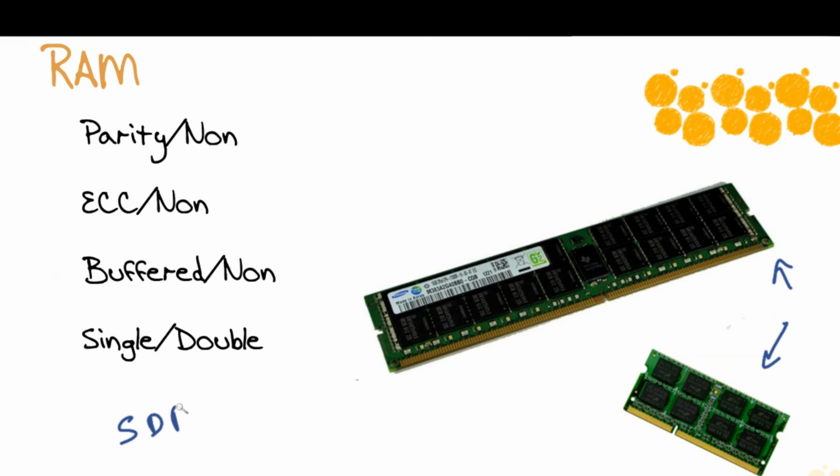Well, there's SDRAM, which stands for synchronous dynamic random access memory, and this is synchronized to the speed of the motherboard. Then came along DDR, or double data rate, and this is our SDRAM, but literally doubled in speed when compared to the previous technology.